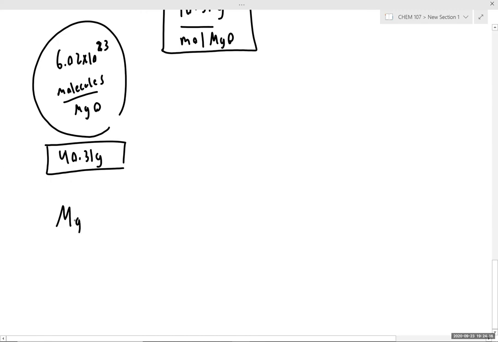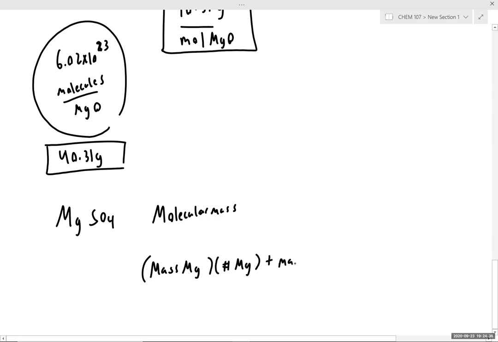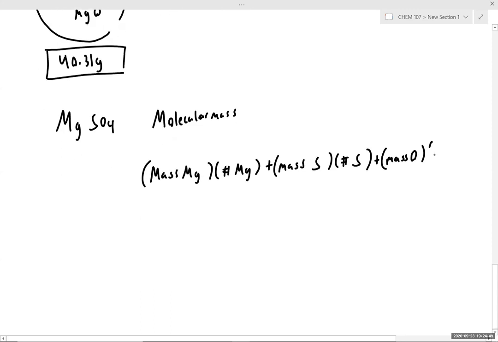Let's look at the formula of magnesium sulfate, and let's determine the molecular mass. So we need the mass of magnesium times the number of magnesium atoms, plus the mass of sulfur times the number of sulfur atoms, plus the mass of oxygen times the number of oxygen atoms.